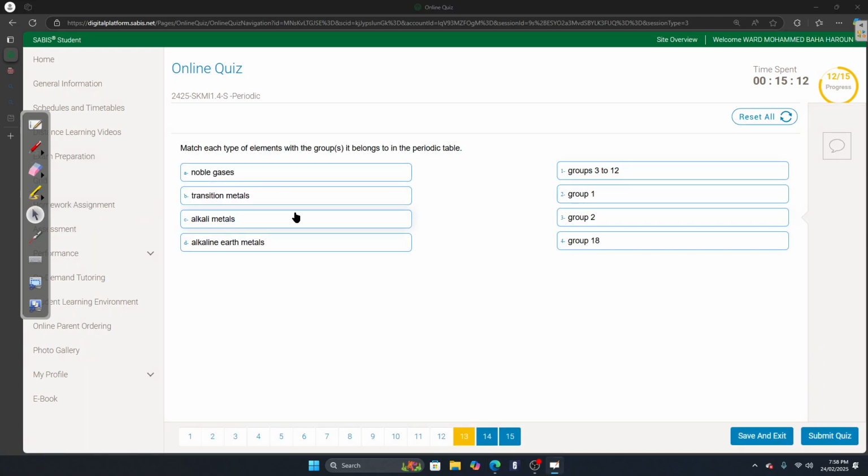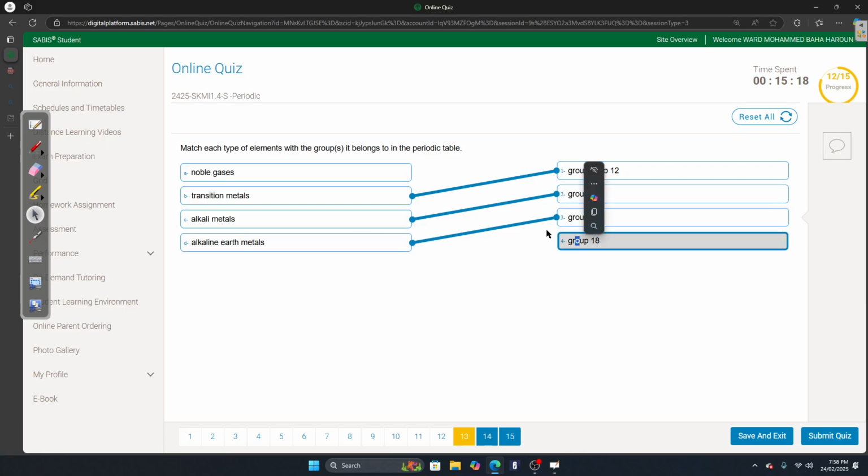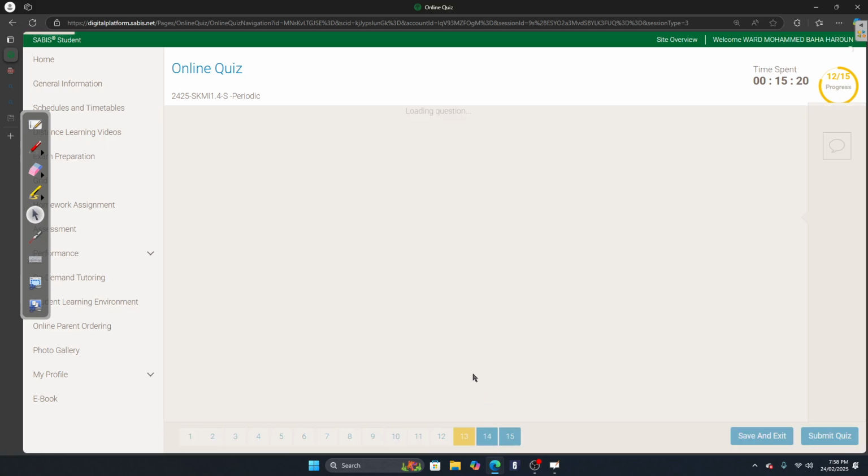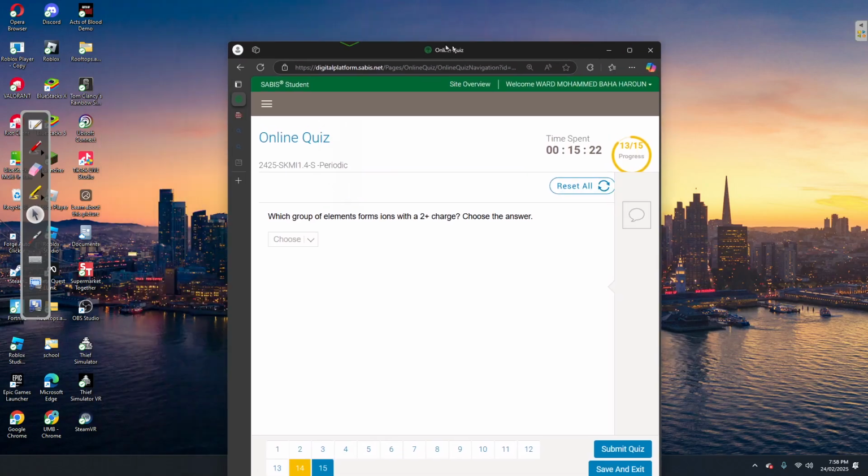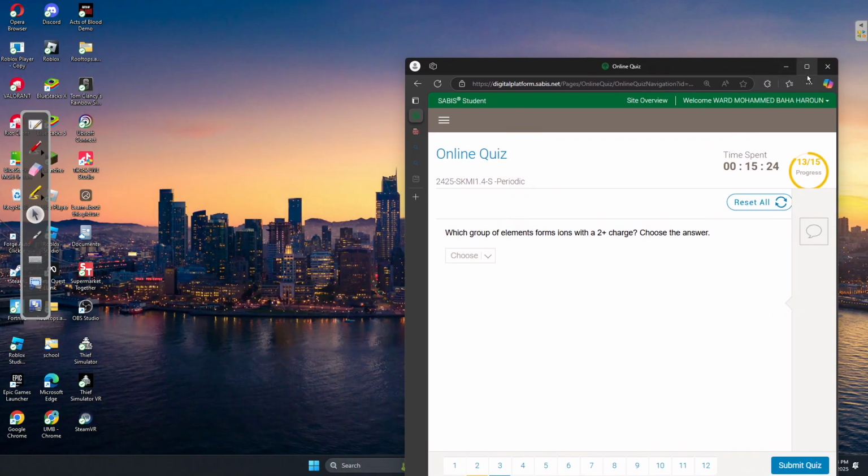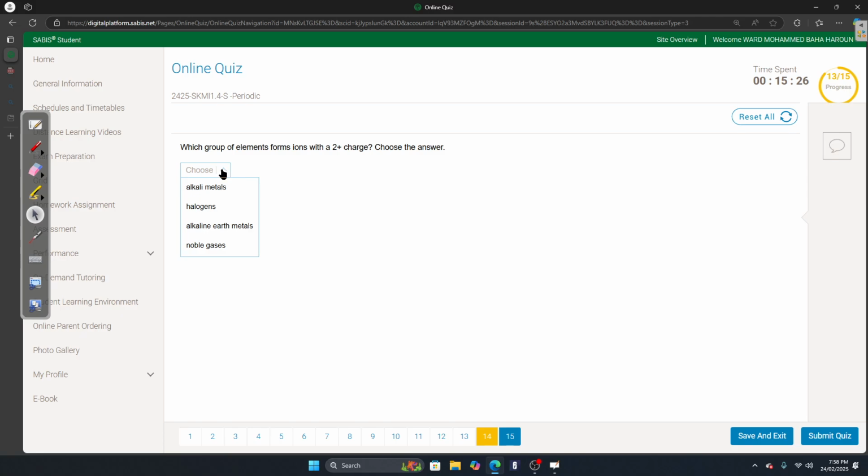Okay, but we know alkali metals are group 1. Alkali earth metals group 2. And noble gases group 18. What group of elements form ions with 2 plus charge?